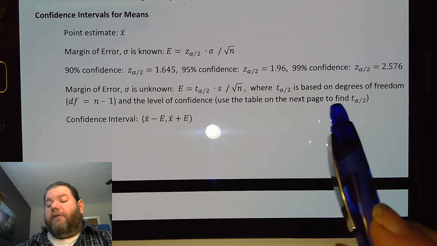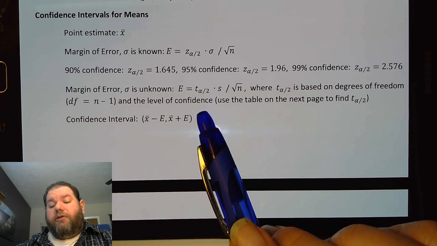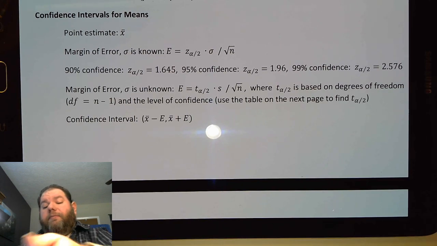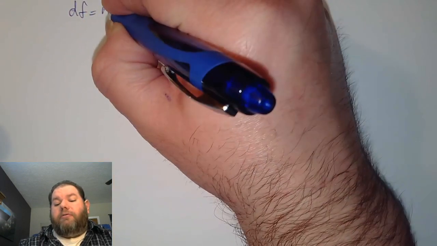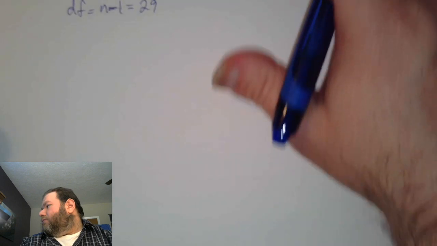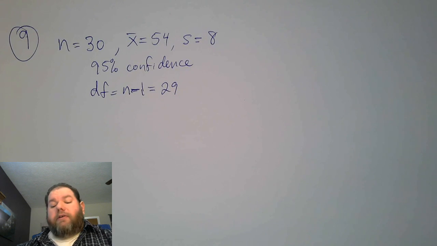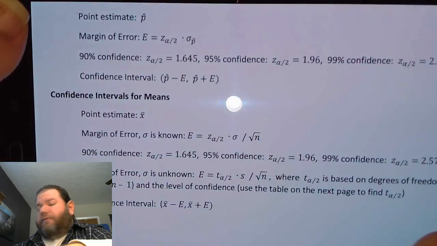T alpha over 2 is based on degrees of freedom, which is n minus 1, and the level of confidence, which in this case we'll use 95%. And we'll use the table on the next page to discover this. So degrees of freedom is n minus 1, which in this case is 29. Sorry. So we know 95% confidence, we know degrees of freedom is 29. Let's go to this table now.